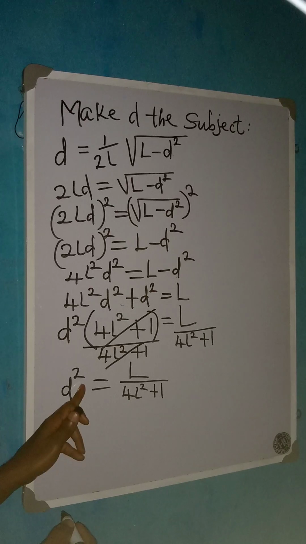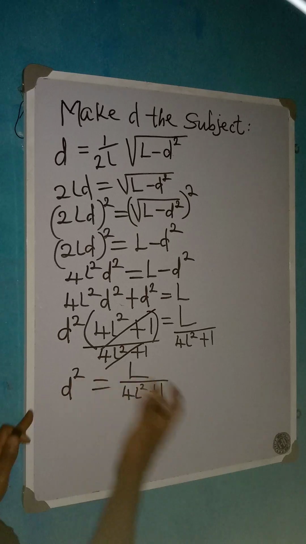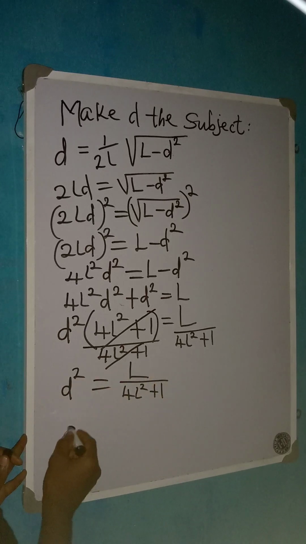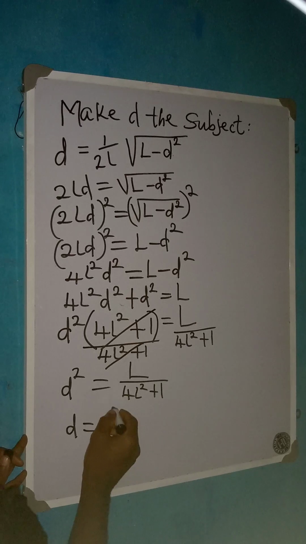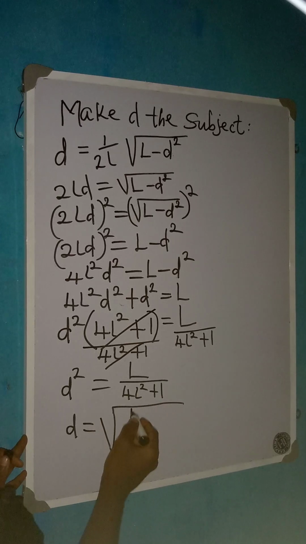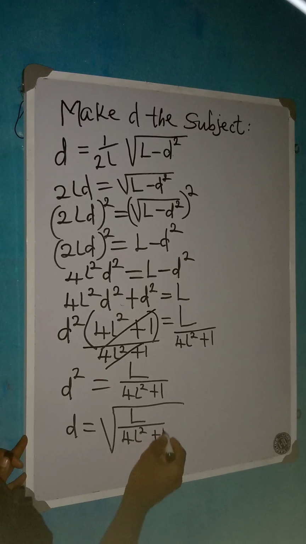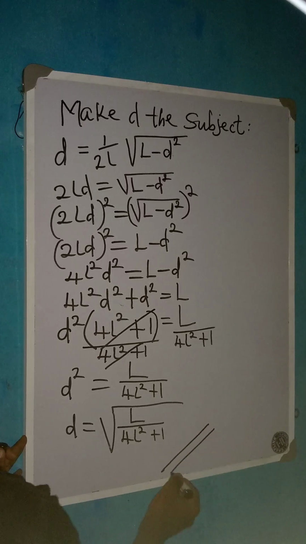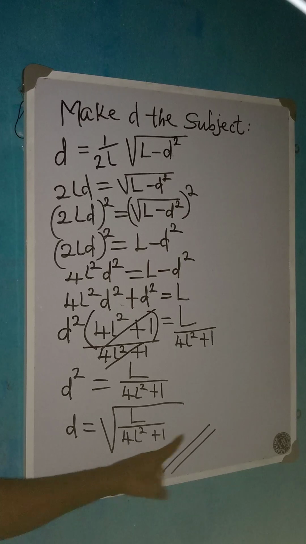And since we have to make D the subject, we need to take the square root of both sides. That means that D will simply be equal to square root of everything on the right hand side. That would be L over 4L squared plus 1. So this is what you have after making D the subject. There is no D on the other side again.